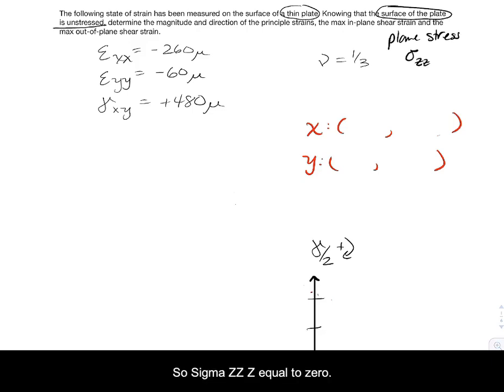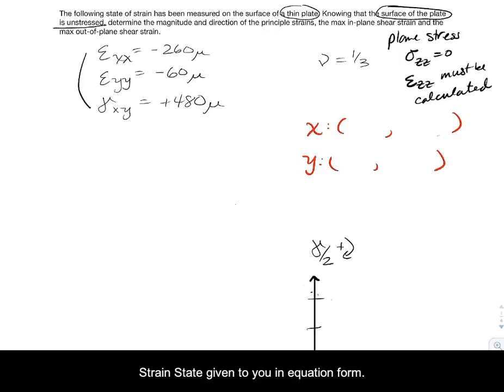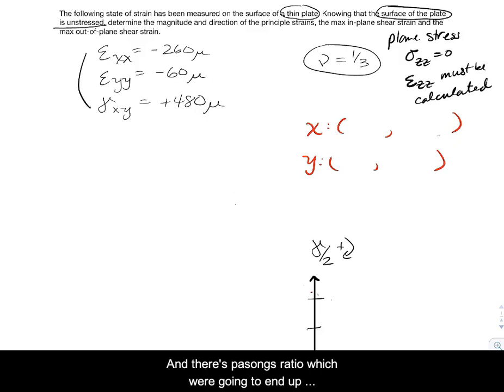So sigma zz is equal to 0, and epsilon zz must be calculated. Right? It's free to move, this free surface. Epsilon z is able to move because sigma zz is equal to 0. So here is the strain state given to you in equation format, and there's Poisson's ratio, which we're going to end up using. So let's go ahead and draw the strain state.